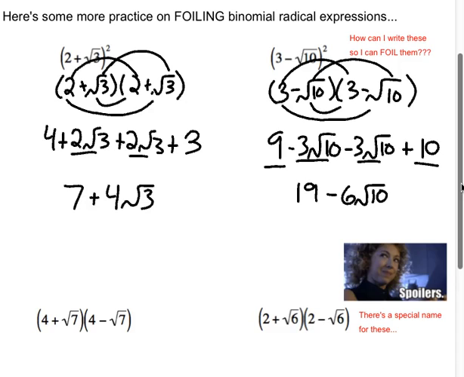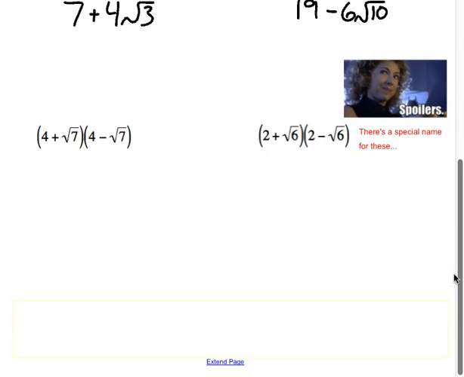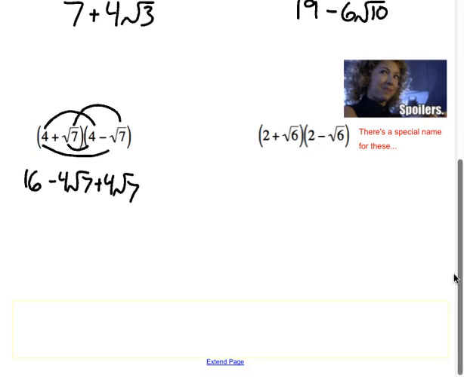So again, the key to being successful with ones that look like those is simply making sure that you write it out twice. If something is squared, it means you're multiplying it by itself. Now, what about these? For these, something really fun happens. When I try to FOIL these out, I get 16, negative 4 square roots of 7 plus 4 square roots of 7. Square root of 49 is a 7.